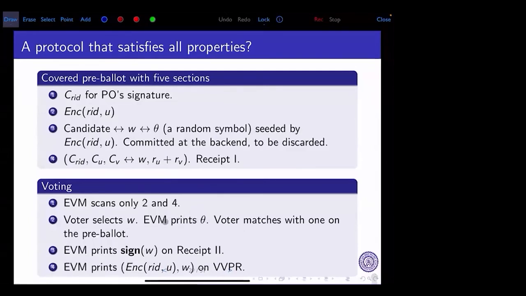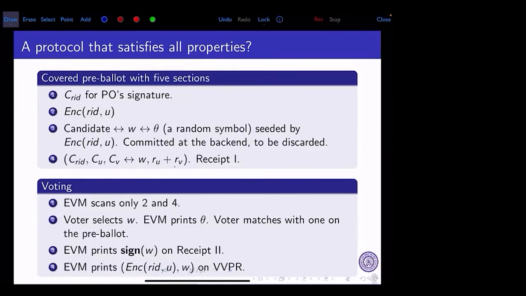The voter matches the emoticon that EVM has printed against the one on the ballot. The voter at this stage has the option of not agreeing or agreeing; not agreeing will require you to recast. And if you agree, the EVM already has a proof. This RU plus RV gives you a proof that CU star CV has been committed using RU plus RV. So that proof the voter already has with him. So the EVM just signs W on receipt 2 and gives out receipt 2. And EVM prints an encrypted version of RID, U and W on the VVPR.